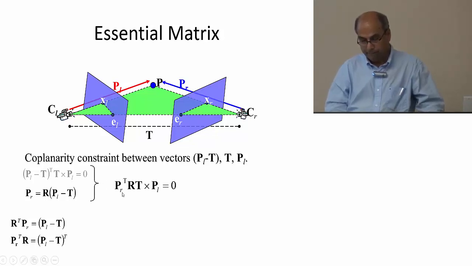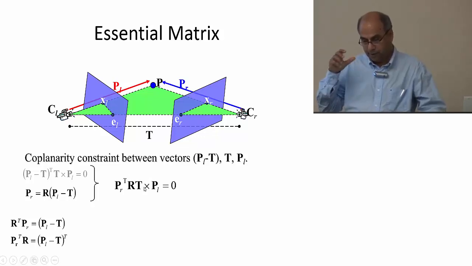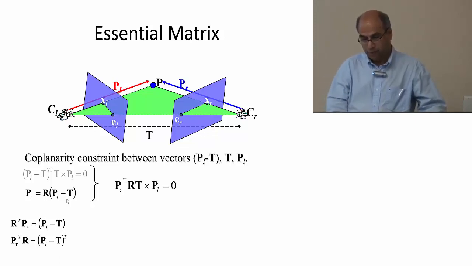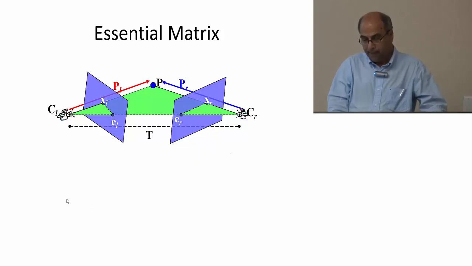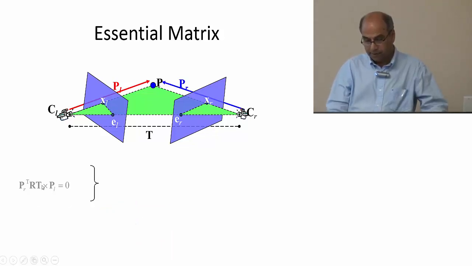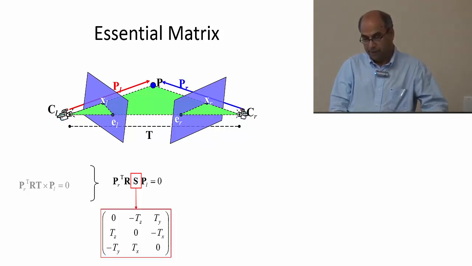Which we can use here to simplify further. So we have PR transpose R. Instead of this, we get it from here because this is equal to that. Then we have T cross dot PL. So far we are here: two things, the coplanarity constraint and the simple rigid transformation between the two coordinate systems. Then we are going to express this cross product between T and PL in terms of a matrix. That's what we did before.